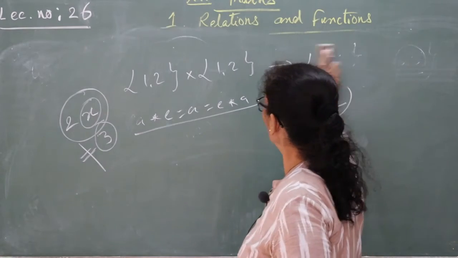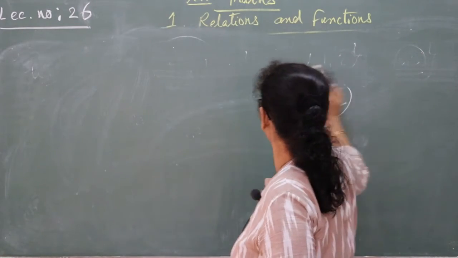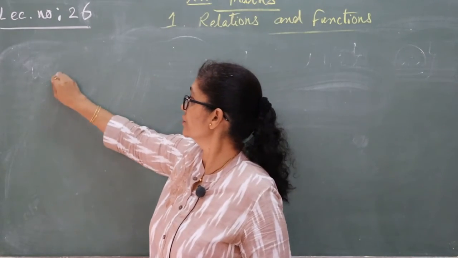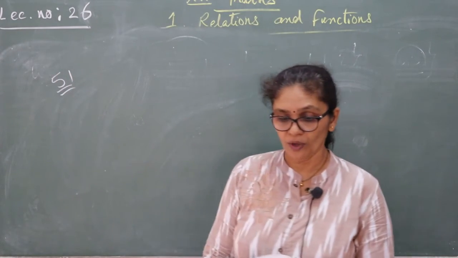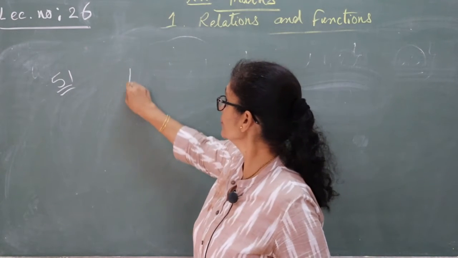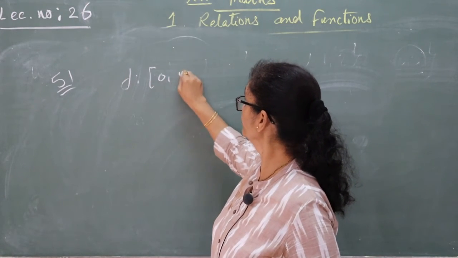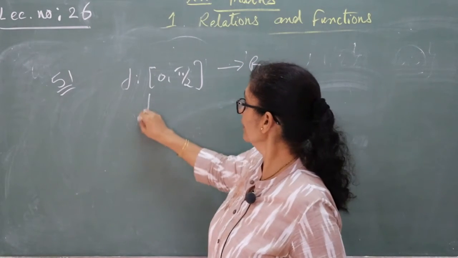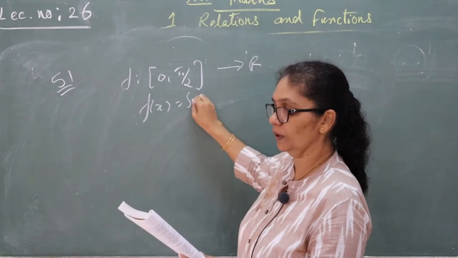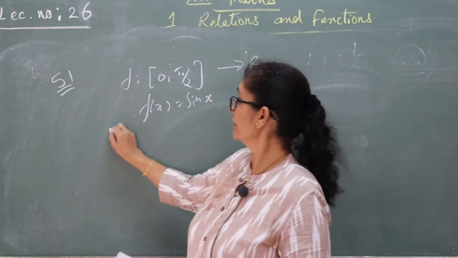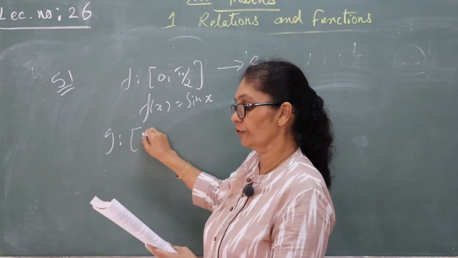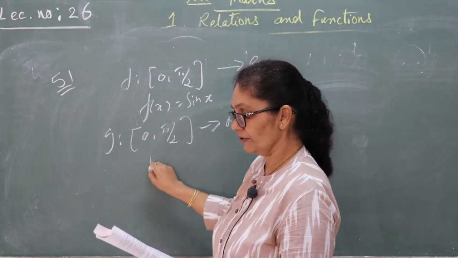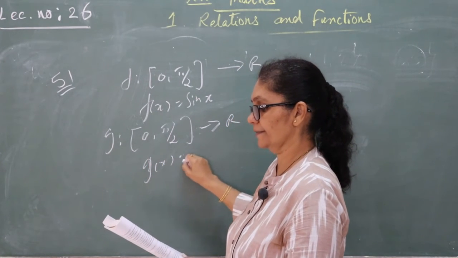Miscellaneous, the last question, 51. What is the 51st question? Consider a function. What is the function? From [0, π/2] to R, and the function is mentioned as f(x) = sin x. Another function is given, g from [0, π/2] to R. And what is your function? g(x) = cos x.